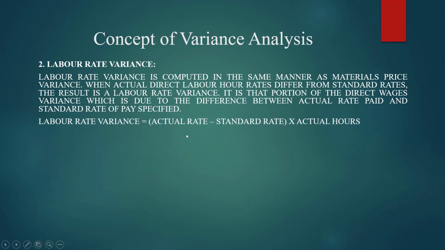So what is the formula? Actual rate minus standard rate into actual hours. So actual rate, how much it has been paid, and standard rate, how much was set by the organization, multiplied with actual hours. Now again you have to compare this one whether it is favorable or adverse.